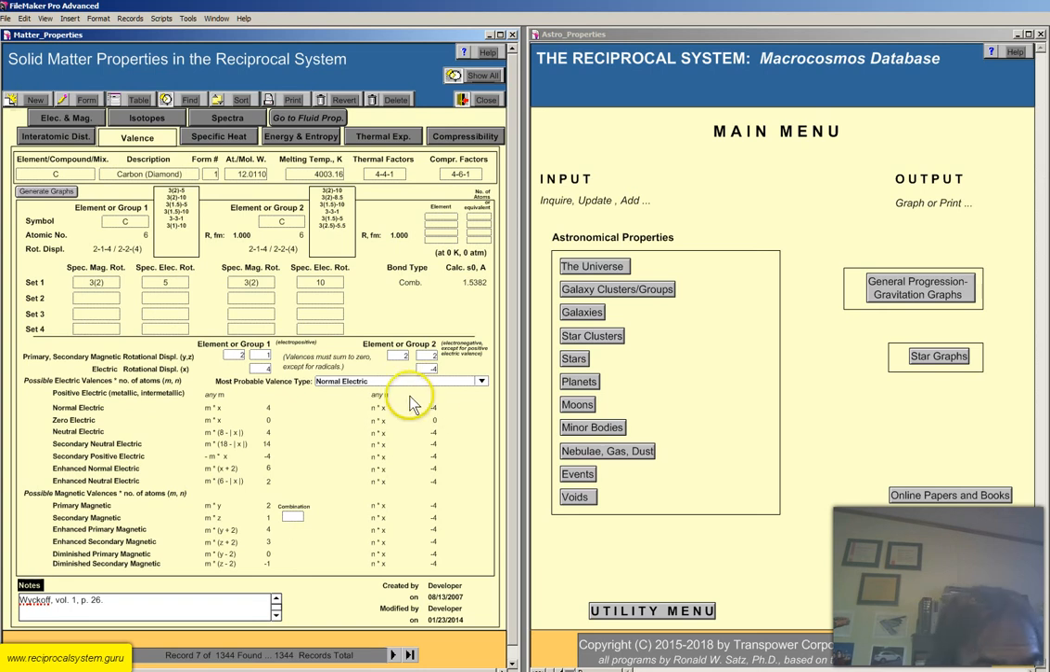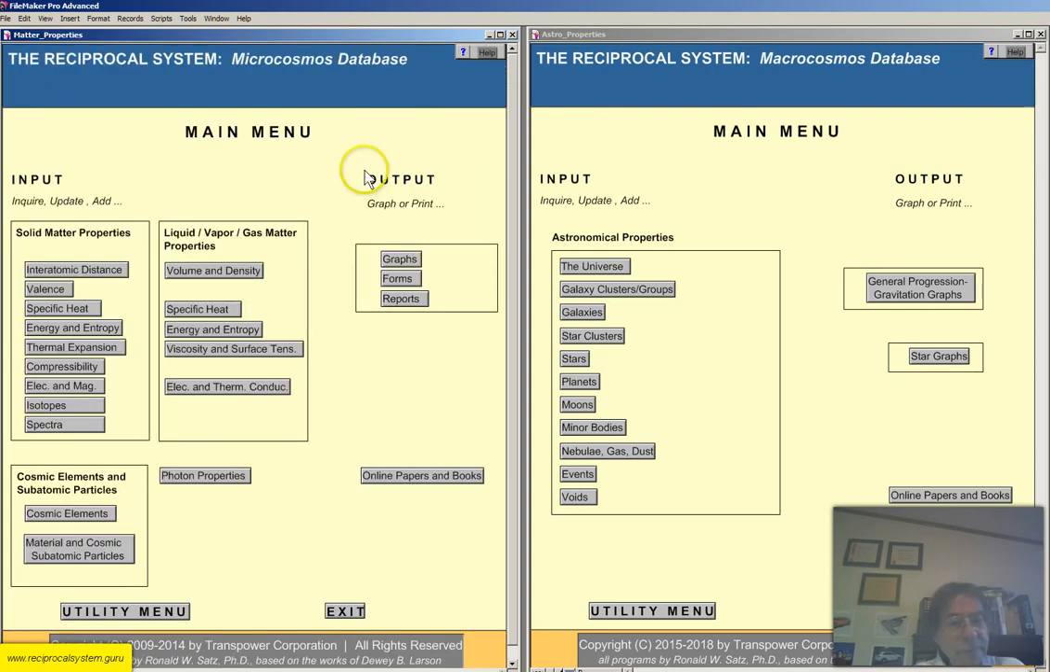All right, so well, I think that wraps up valence. Again, I put all this data in so you can see what the valences are in the reciprocal system, but you really should read Nothing But Motion and Basic Properties of Matter. All right, I'm going to close out valence. We covered it nicely today. Please study the reciprocal system and prove it for yourself.